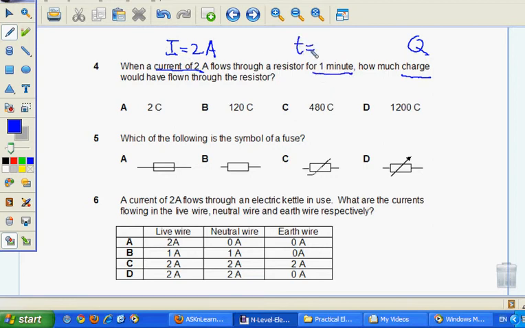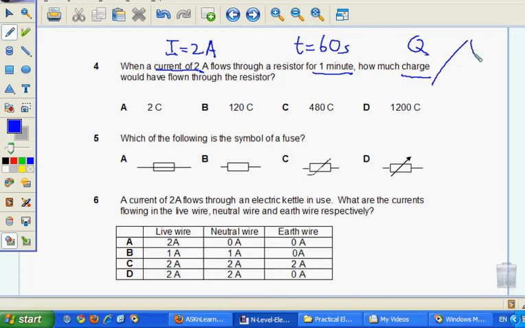But please remember that when we use all these formulas, the time has to be converted to seconds. So in this case, 1 minute is 60 seconds. Once you see the information, it's good to start writing things on top of it so that you can start recalling the correct formula. In this case, we are looking for Q. We are given I and t.